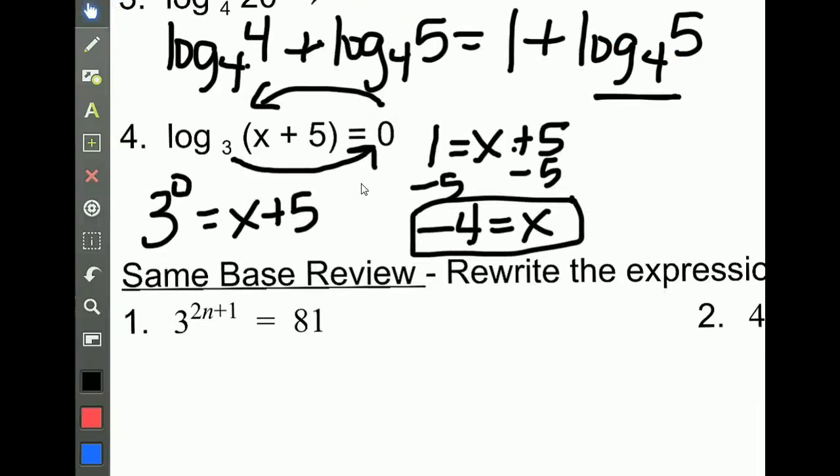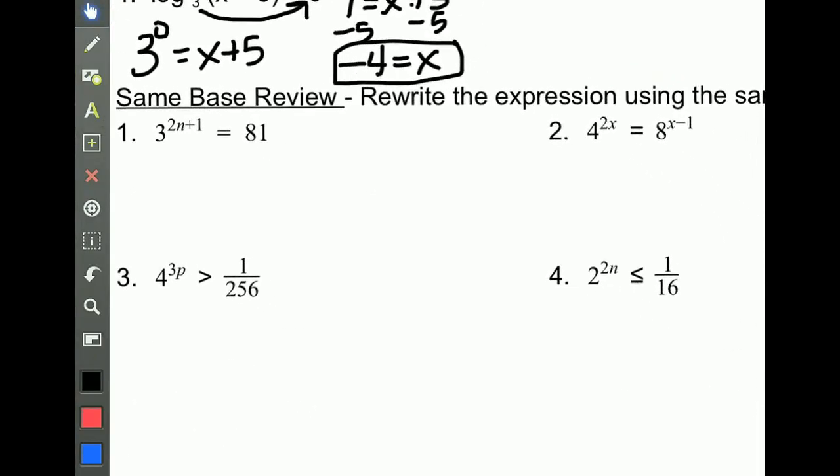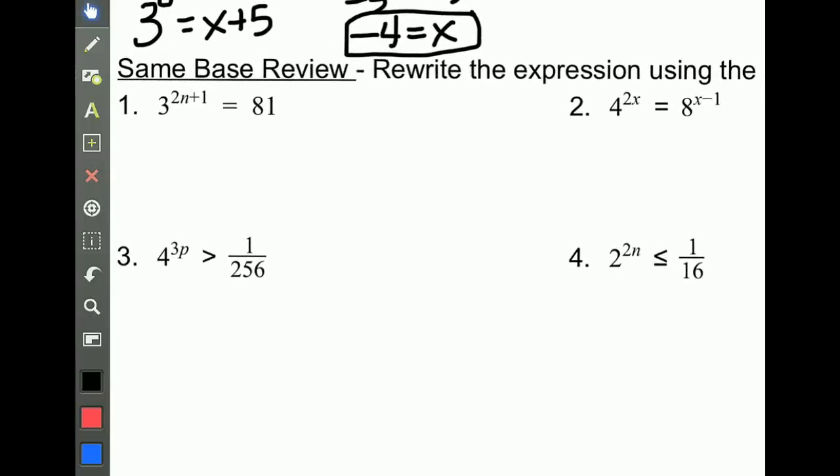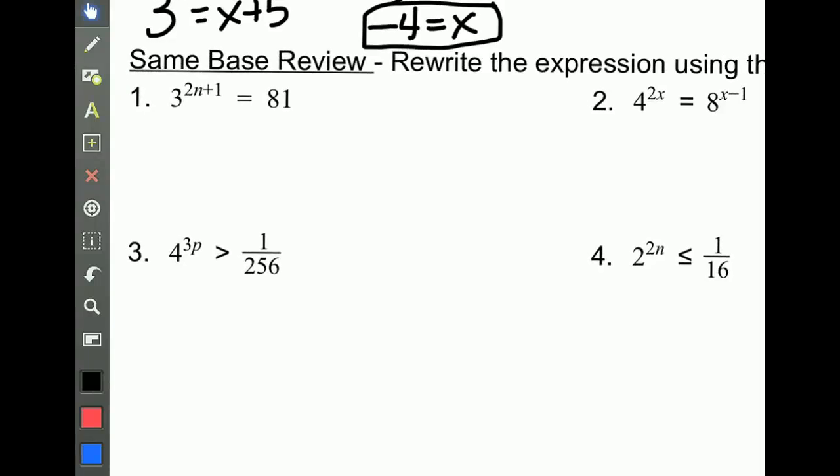Okay, so let's go down to the bottom of the first page of your notes, and we're going to do some review on same base. Same base really helps us when we're trying to solve these equations. So remember, same base means exactly that. You're trying to get these bases of your exponents to be the same thing. Currently, they're not, but they are. For example, if you look at 81, 3 is a factor of 81. I can find 3 to some power that gives me 81.